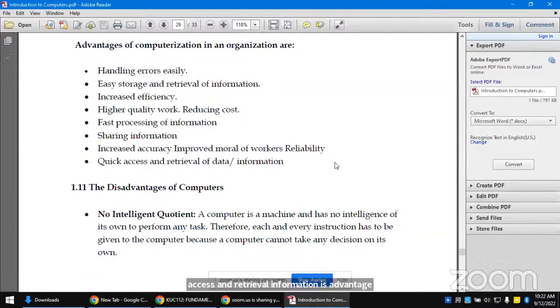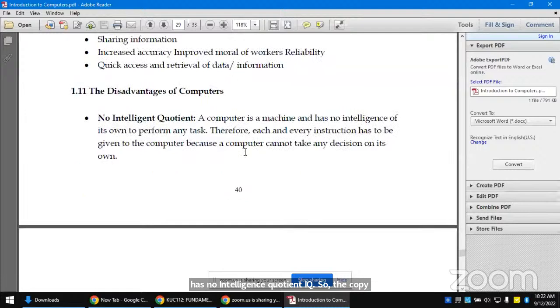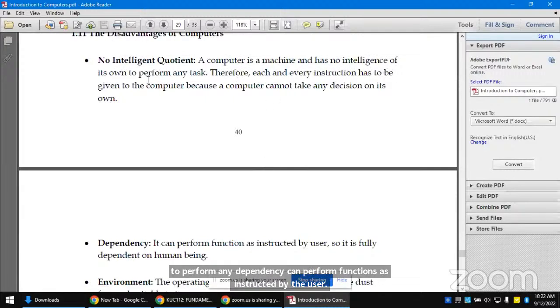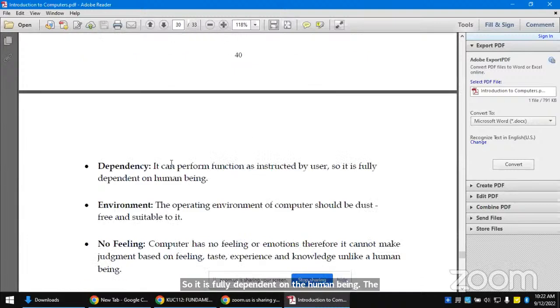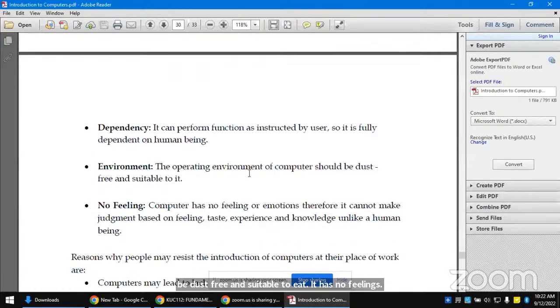The disadvantages: it has no intelligence quotient, IQ. The computer is a machine and has no intelligence of its own to perform any task. Dependency: it can perform functions as instructed by the user, so it is fully dependent on the human being. Environment: the operating environment of a computer should be dust-free and suitable to it. It has no feelings. So that is very important.